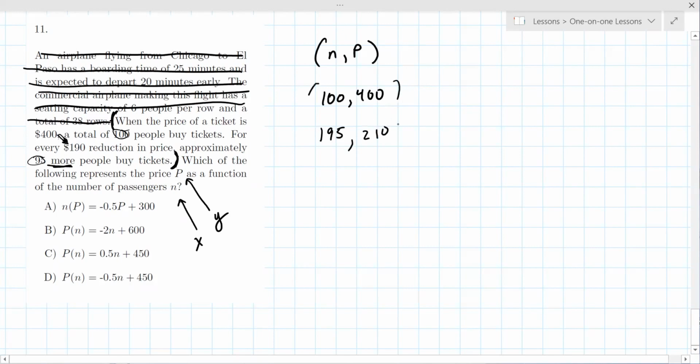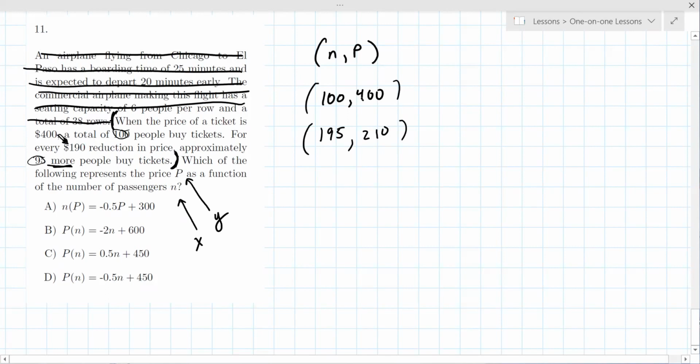Okay. This is something you see very often in business calculus classes. They give you, as one goes up, the other goes down. That's how, like, the more you pay, fewer people buy, or the more people, the lower the price. So these relationships happen. Now, it's inferred that this is the equation of a line. So how do you find the equation of a line from two data points?